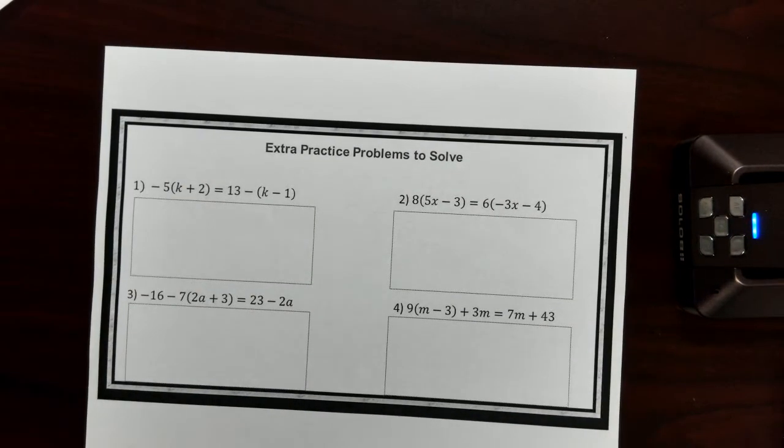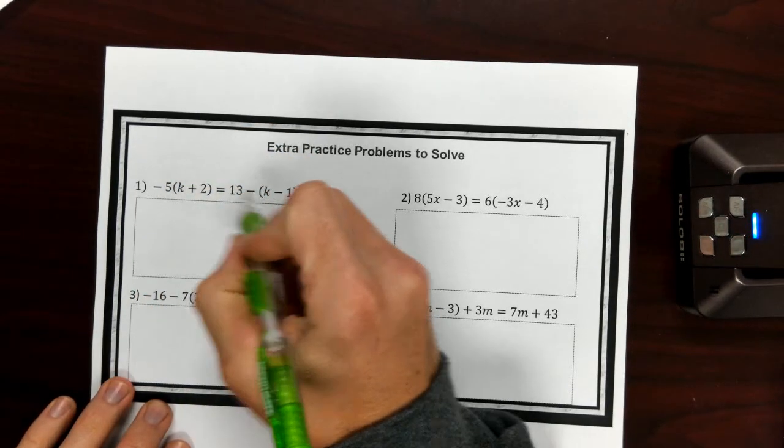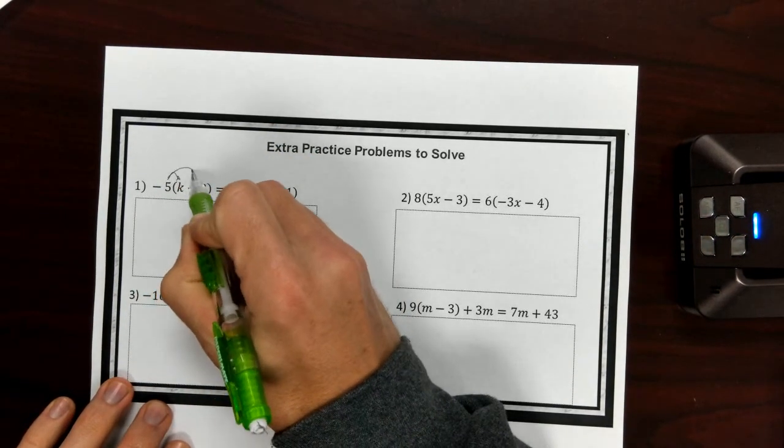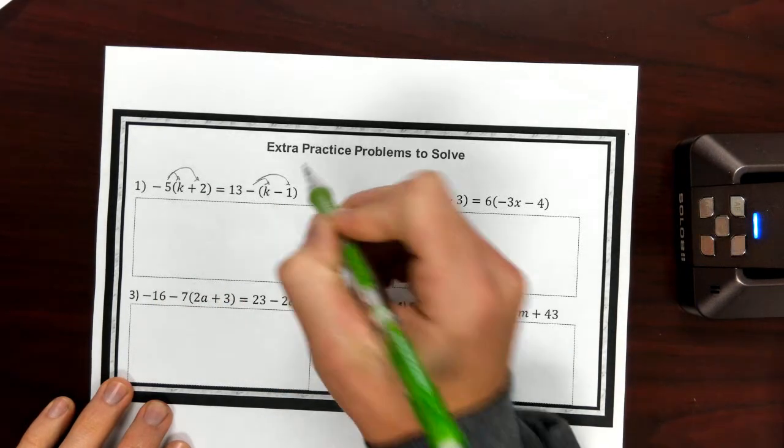Alright, now let's look at two more example problems, number 1 and number 2. So same thing that I've been doing. I want to distribute because I want to solve for k. So I'm going to distribute my negative 5 to both terms. I'm going to distribute this negative 1 to both terms.